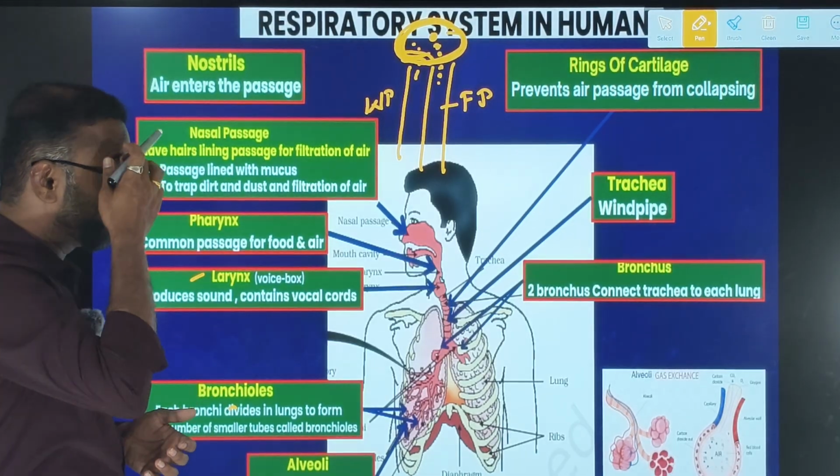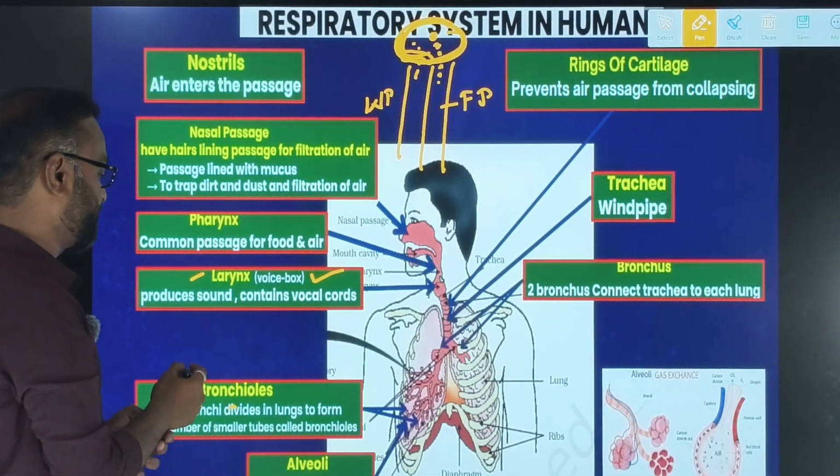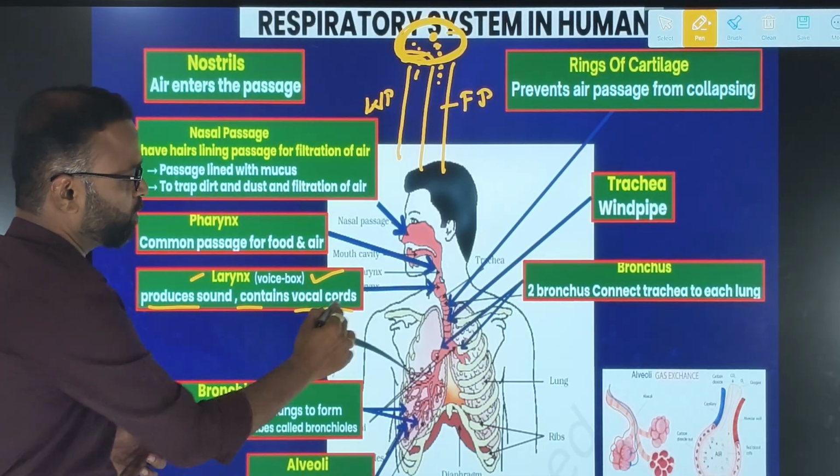Next comes the larynx. The larynx is also called the voice box. It produces sound and contains the vocal cords.